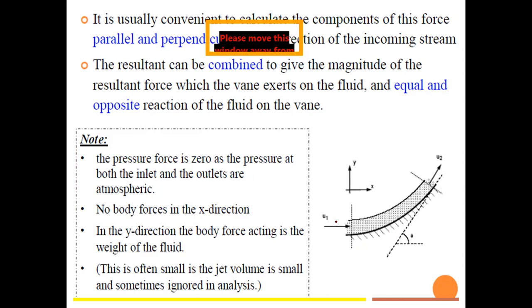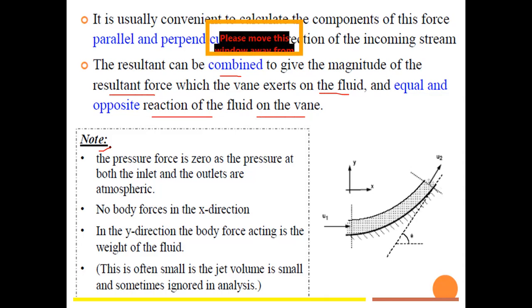So this can be used as a parallel or perpendicular to the incoming section of the stream. The resultant can be combined. So how will the resultant be? Both the parallel and perpendicular components will be combined to give the magnitude of the resultant force which the vanes exert on the fluid, and the equal and opposite reaction of the fluid on the vane, right?